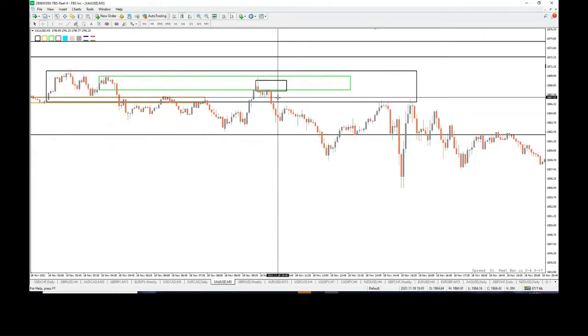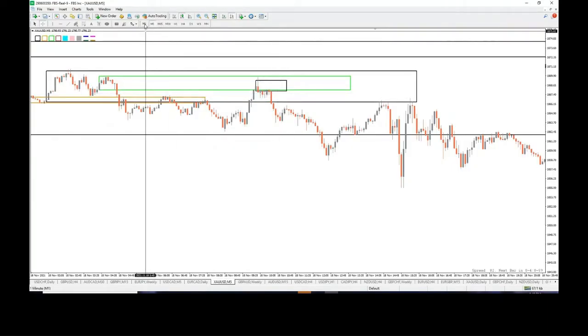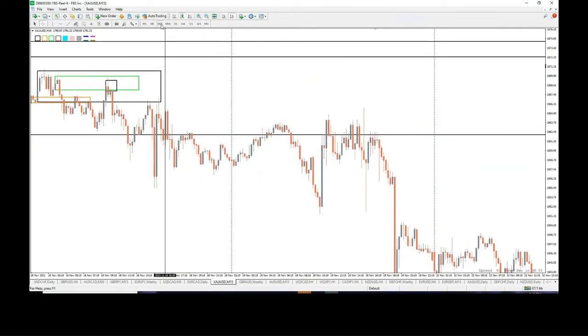I don't want to show you M5 and M1, but you will find it by yourself later, because I want you to understand the higher time frame first, because that was the most important.